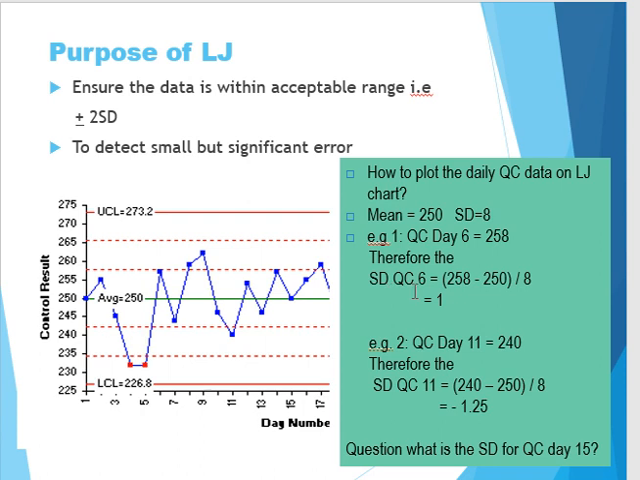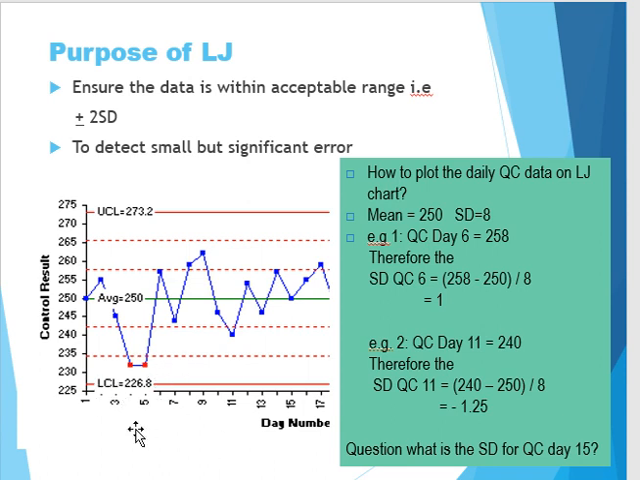Why is it put here? The calculation is our reading, 258, minus the mean, 250, divided by the SD, 8. So we get an SD of 1 for the QC. That's why it is plotted here, at 1 SD. Here is the mean, 1 SD, 2 SD, 3 SD, and mean minus 1 SD, minus 2 SD, and minus 3 SD.